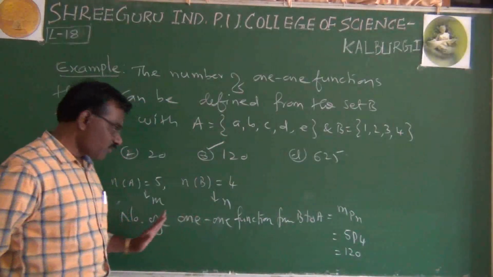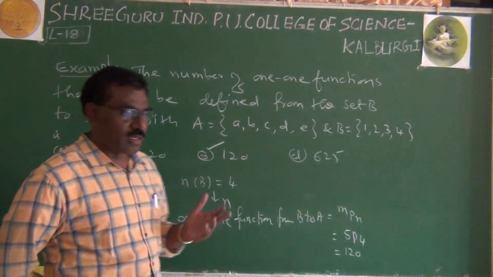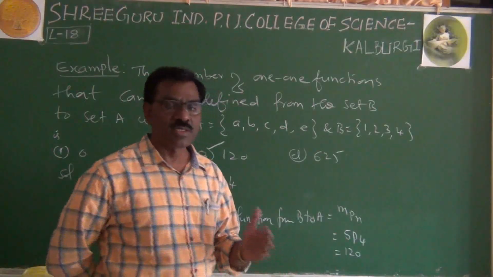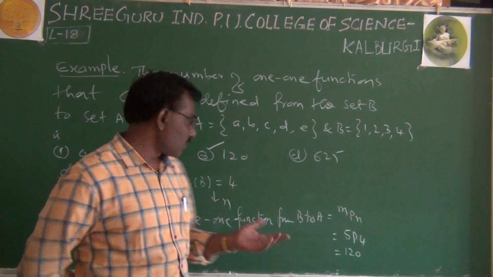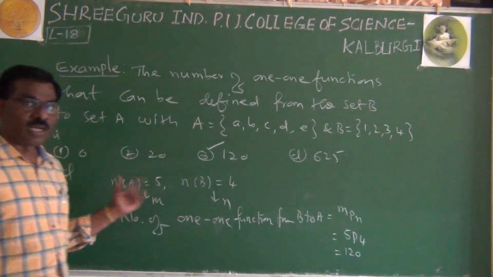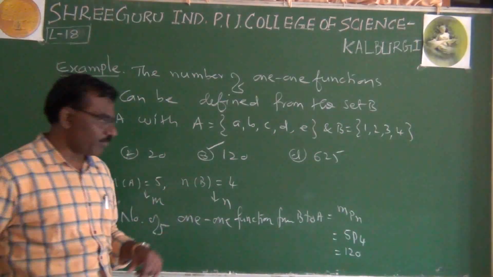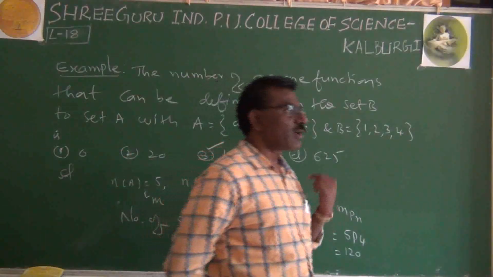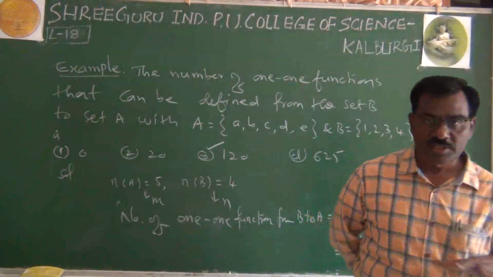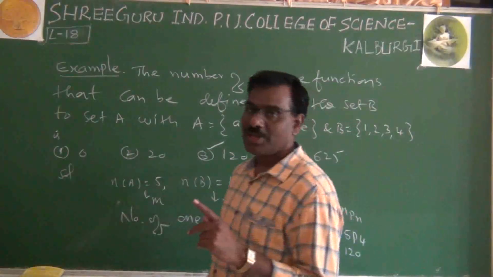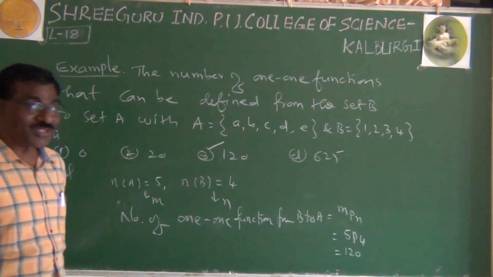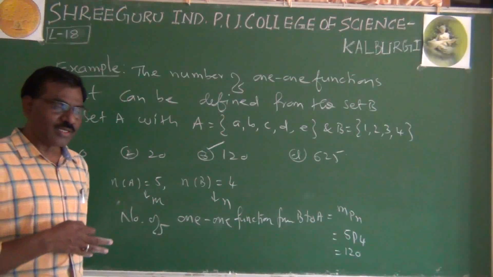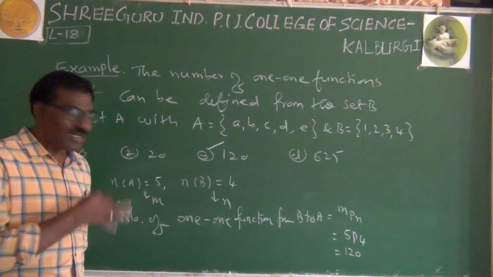When the same question is from A to B, what is the condition? A to B means n greater than m, it should be greater than. Okay. Anyhow, the number of functions from B to A is 120, and from A to B is 0. Okay. When this question is asked, students are confused. Even it is very difficult only.